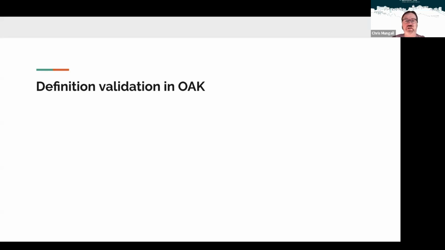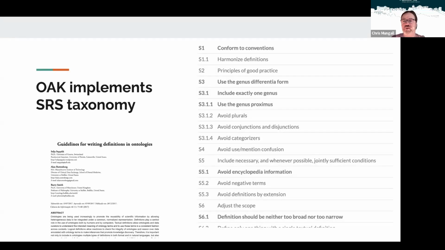Some of you may be unaware of these checks, even though they've been in Oak for a while. So we'll start by talking about a subject close to my heart, which is validation of textual definitions. Oak implements something that I call the SRS taxonomy. This is a table from one of my favorite ontology papers, Guidelines for Writing Definitions in Ontologies by Seppälä, Ruttenberg, and Smith. What they did is come up with a taxonomy of rules that you should follow in writing your definitions.